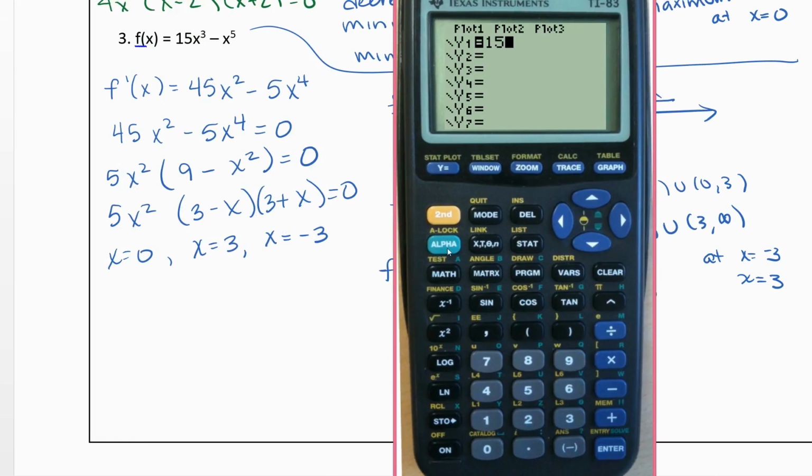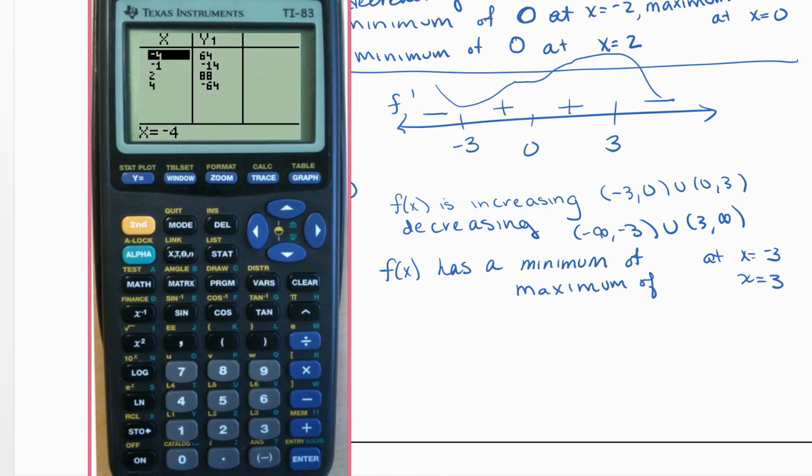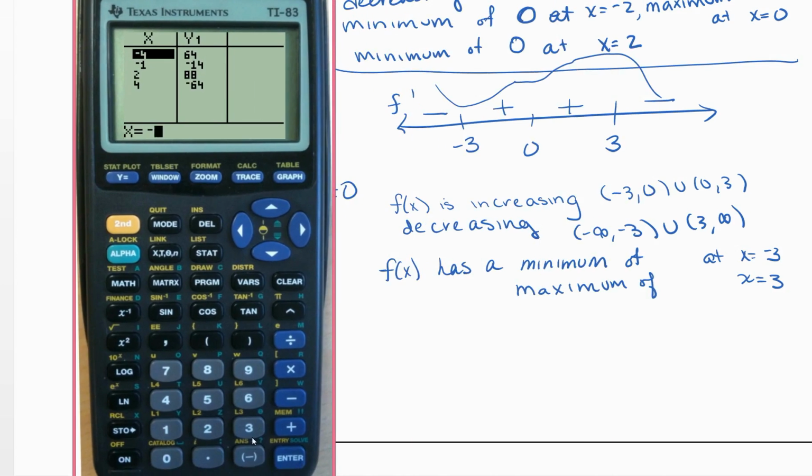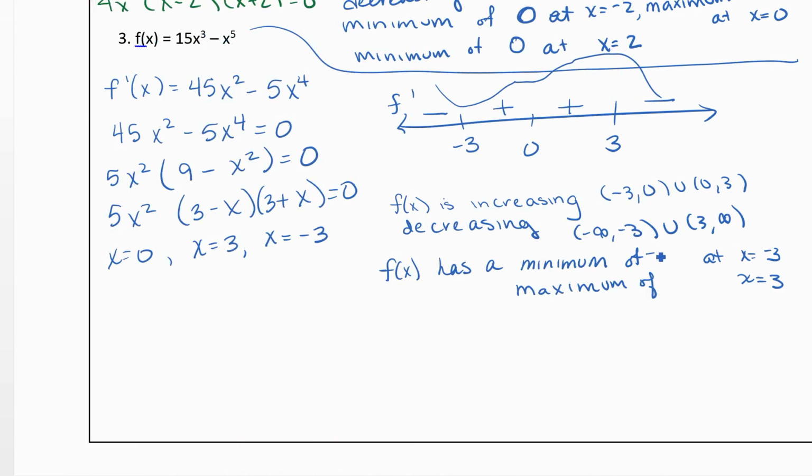We have 15x cubed minus x to the fifth. So I want negative 3 and 3. So we've got a minimum of negative 162 and a maximum of 162.